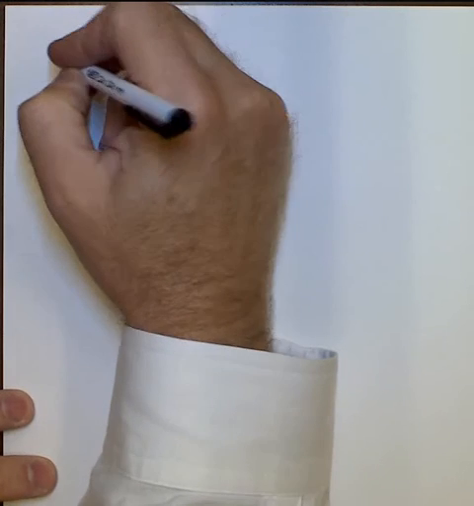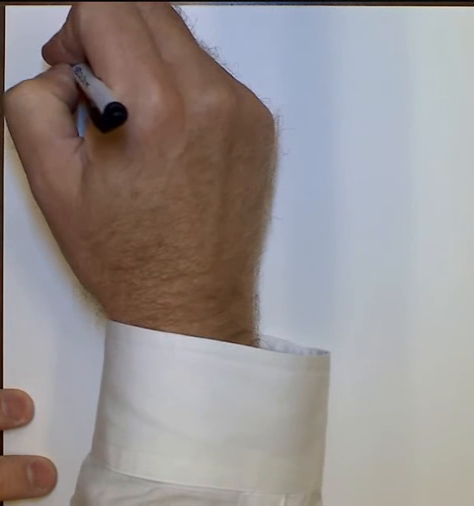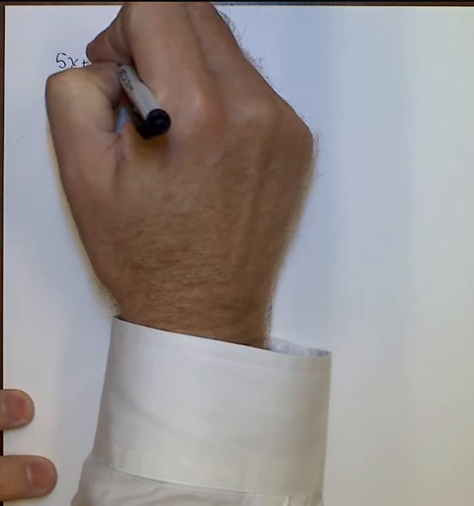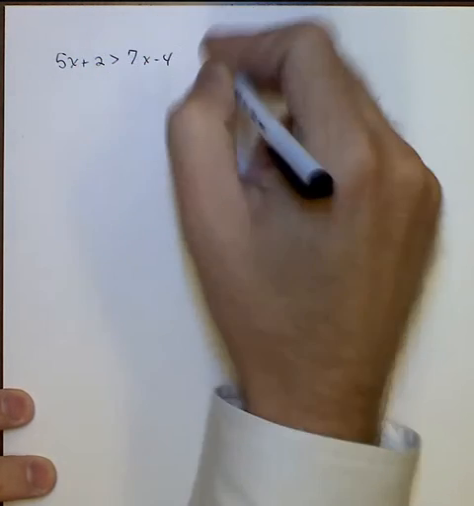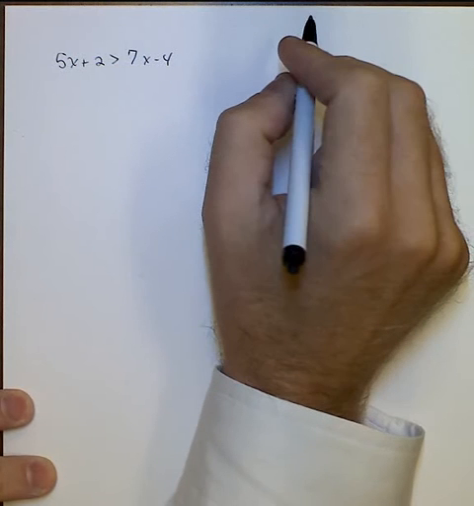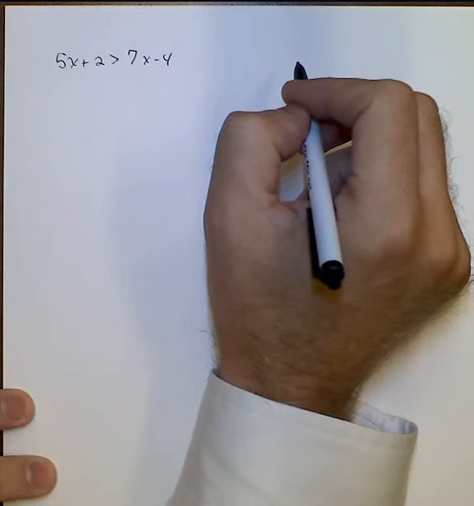So graphing inequalities, let me just refresh your memory on a few examples. Let's look at solving 5x plus 2 is greater than 7x minus 4. We'll make that our first problem. You're going to solve this just like an equality. Pretend there's an equal sign in here. You're going to put the x's on one side and everything that's not an x on the other.